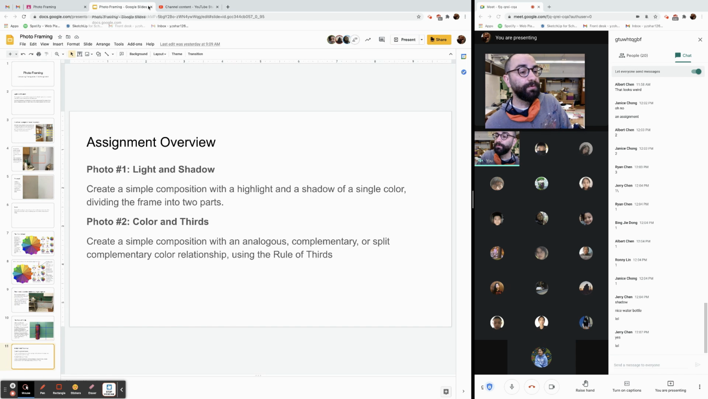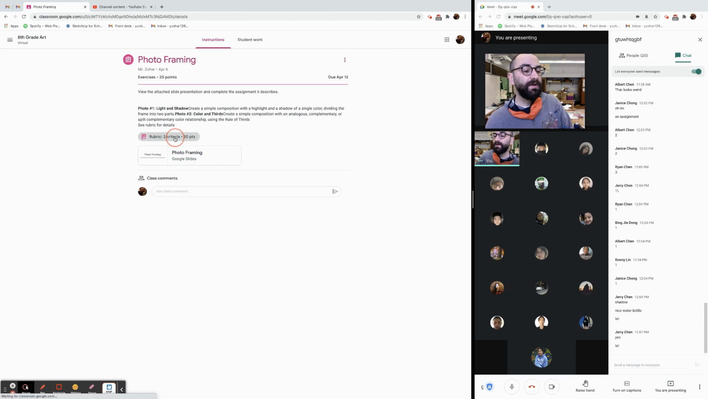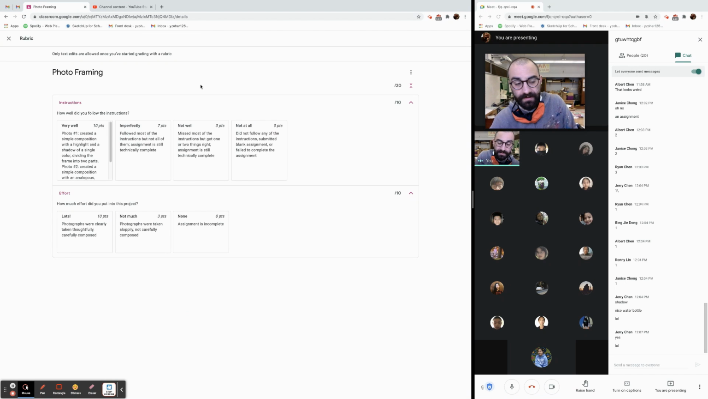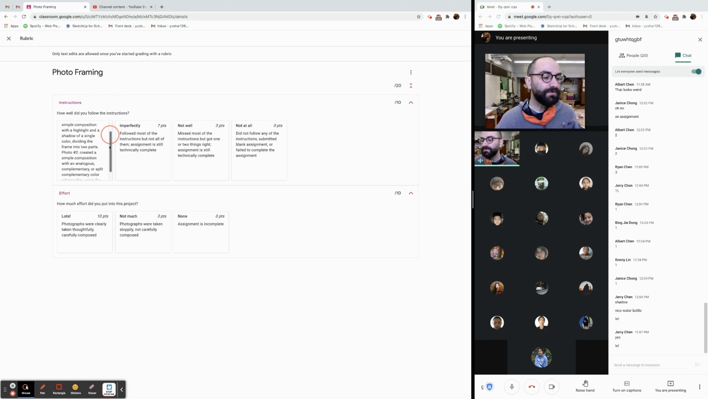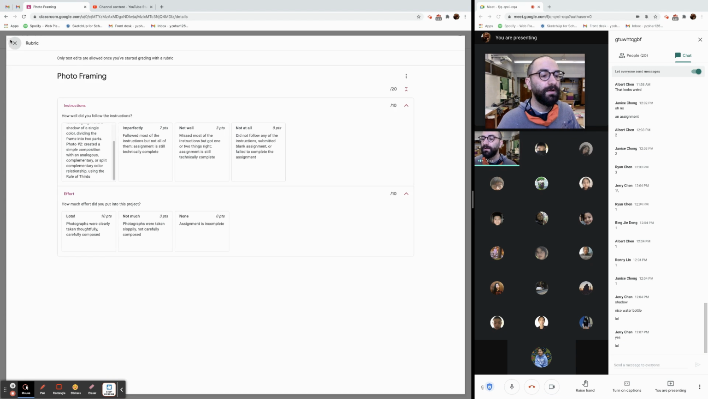Let's take a look at the rubric just so you understand why you only got 20 points on this, which is the maximum number of points. That means you did a really good job. You got 10 of those points because you created a single composition with a highlight and a shadow of a single color, dividing the frame into two parts, and you created a simple composition with an analogous, complementary, or split complementary color relationship using the rule of thirds. And then you got another 10 points just because it looks like you were careful in the way that you composed your photograph, right? That's what's up.